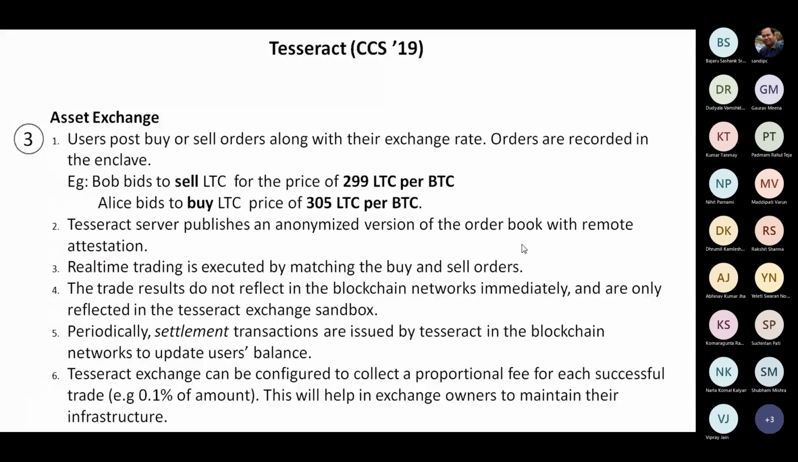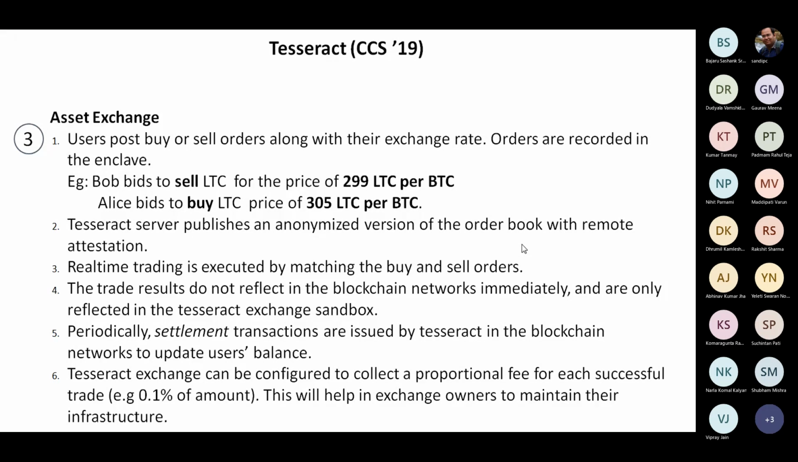Then the Tesseract server publishes an anonymized version of this order book. The order book means who is willing to sell what and who is willing to buy what, and it is again attested by the remote attestation process, as I said. Now you see that real-time trading is executed by matching the buy and sell orders. If somebody is willing to buy at 299 or a lower price, then Bob is going to sell his Litecoins, right? And similarly for Alice. So the important part is that these exchanges will then take place.